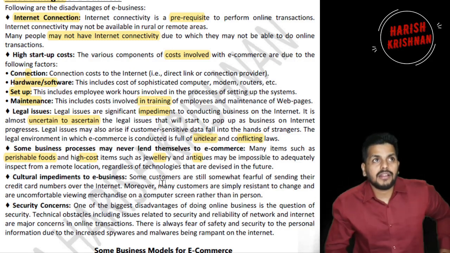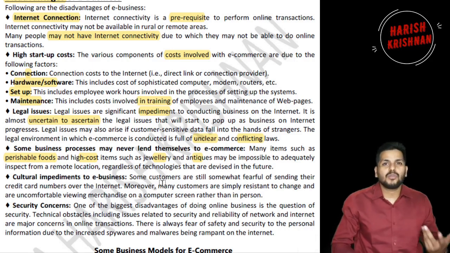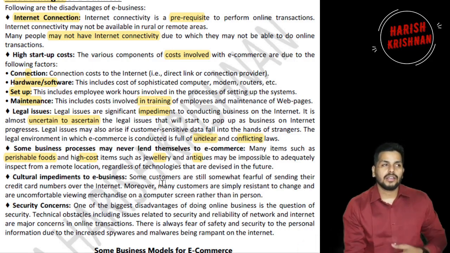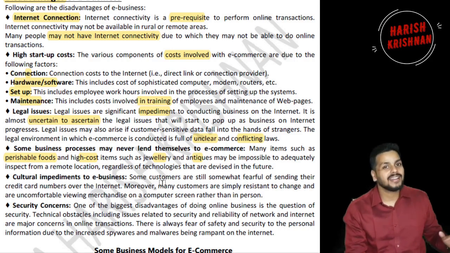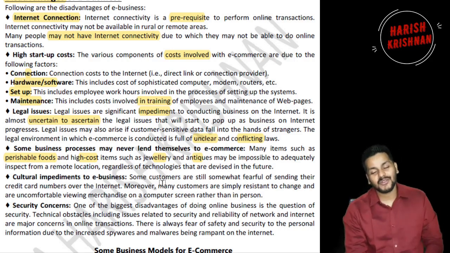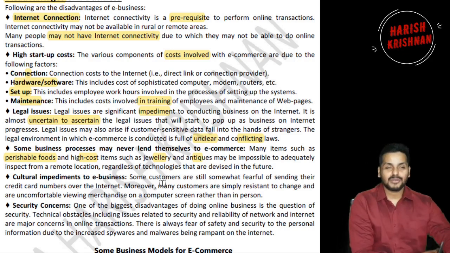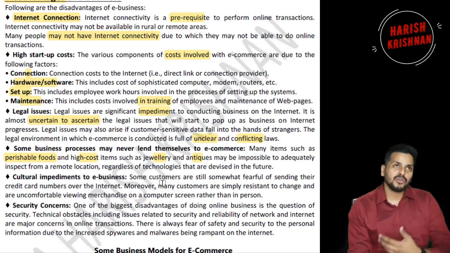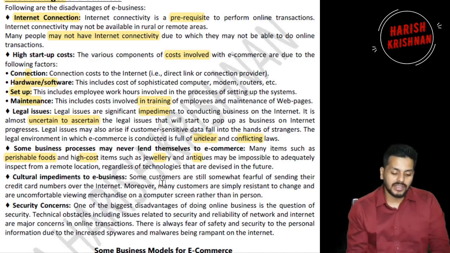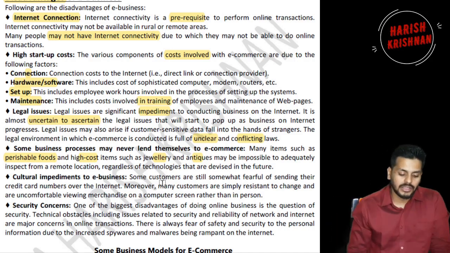So some businesses, now you're buying an antique. A lot of people are interested in collecting antiques. They don't want to buy that online. Somebody might have been told it's a 19th century stone and they bought it online, and then a normal stone comes home. That's quite possible. So nobody wants to do e-commerce business for such areas. Some businesses cannot be done on e-commerce.